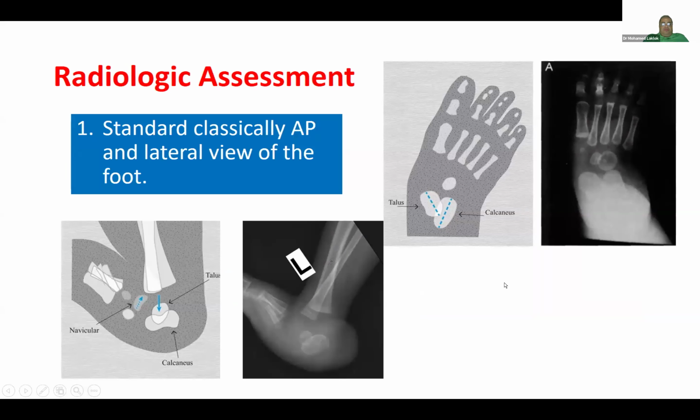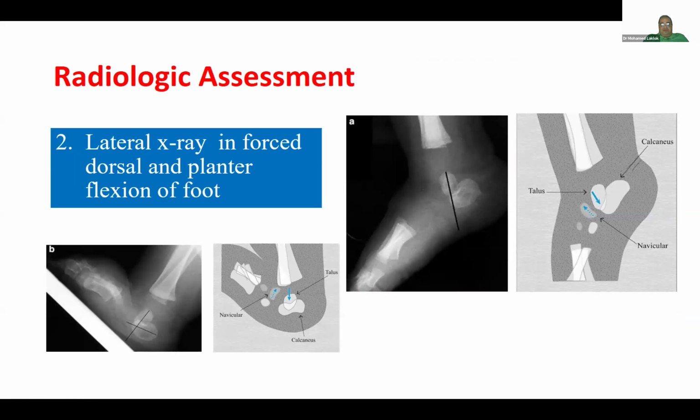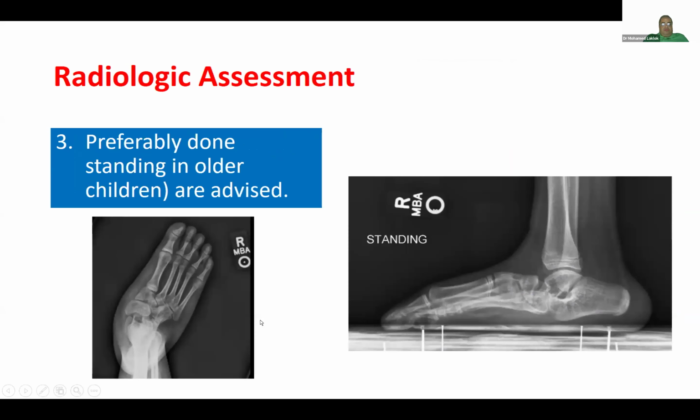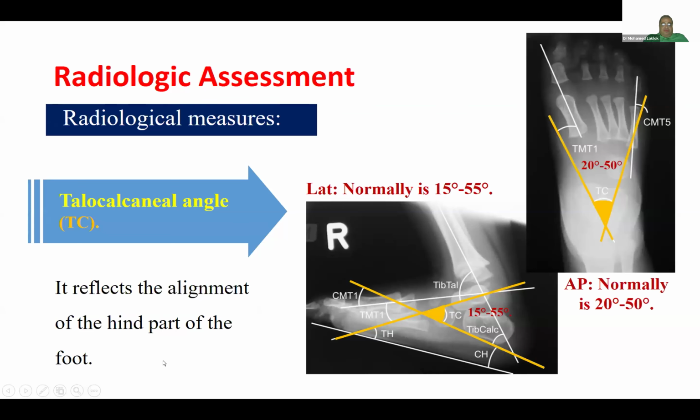Radiological assessment is done by standard AP and lateral views. Also, a lateral X-ray with forced dorsiflexion and plantar flexion of the foot, like this X-ray. In older children, we can do standing AP and lateral views. For radiological measurements, we can measure the talocalcaneal angle. It reflects the alignment of the hindfoot, normally about 15 to 55 degrees. It is measured in both lateral and AP views.